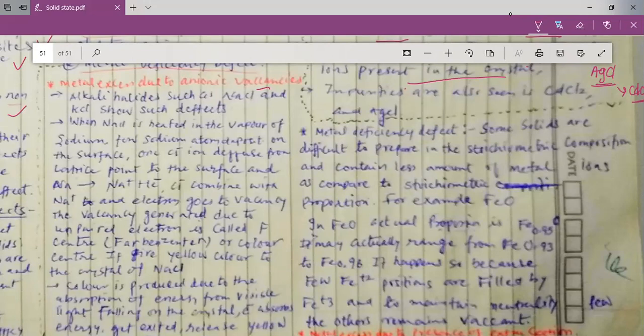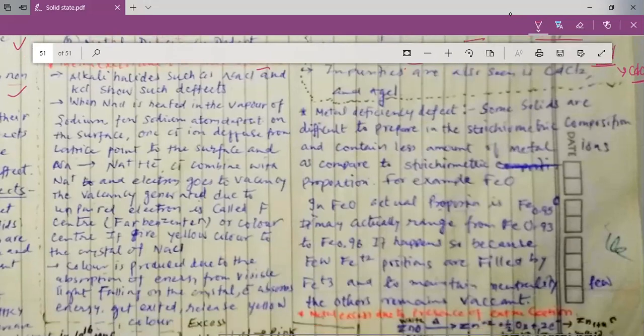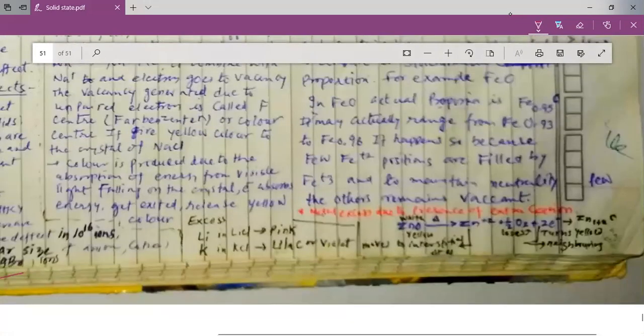The color which is shown in NaCl is yellow, but if you have KCl crystal, then the color is lilac. But my dear students, if you have LiCl crystal, the color is going to be pink.